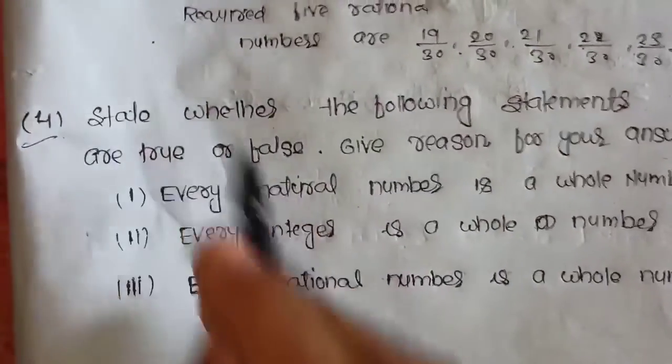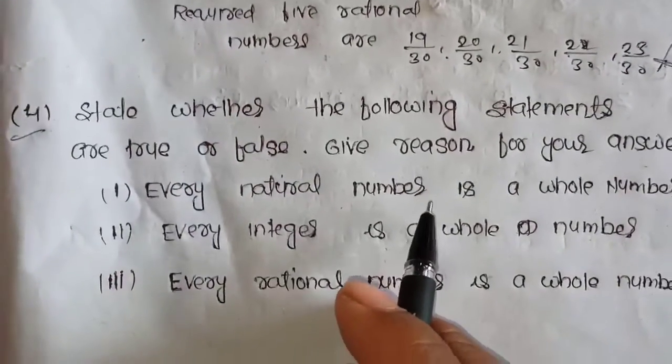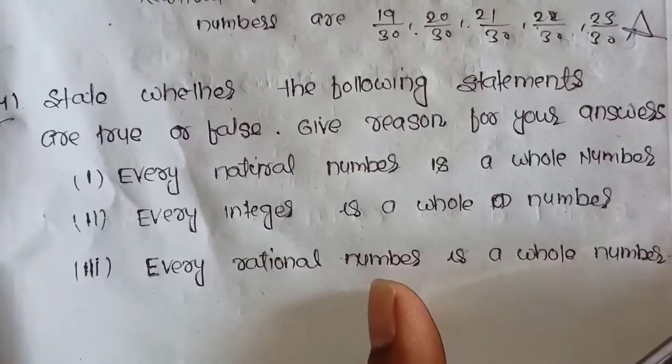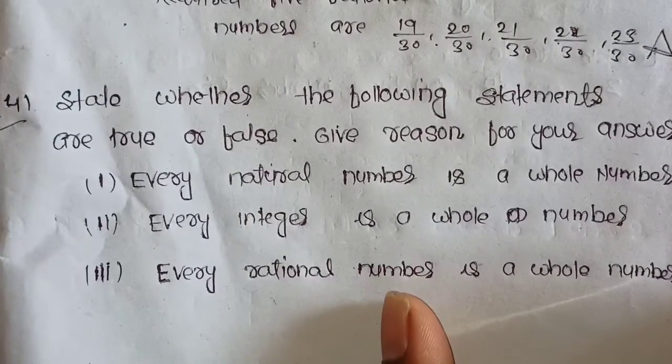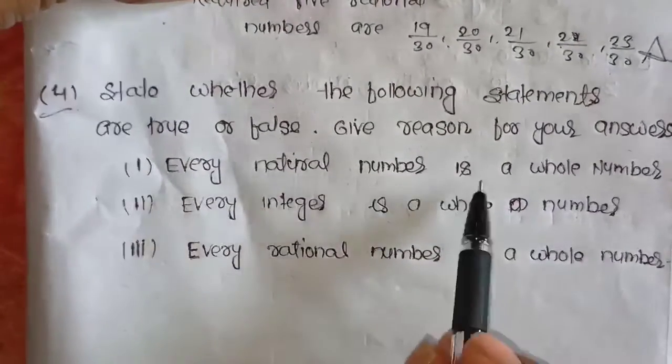And the fourth question we have: state whether the following statements are true or false. Give reason for your answer. The first statement: every natural number is a whole number. Is it right or wrong? Is it true or false? Okay, students, every natural number is a whole number.